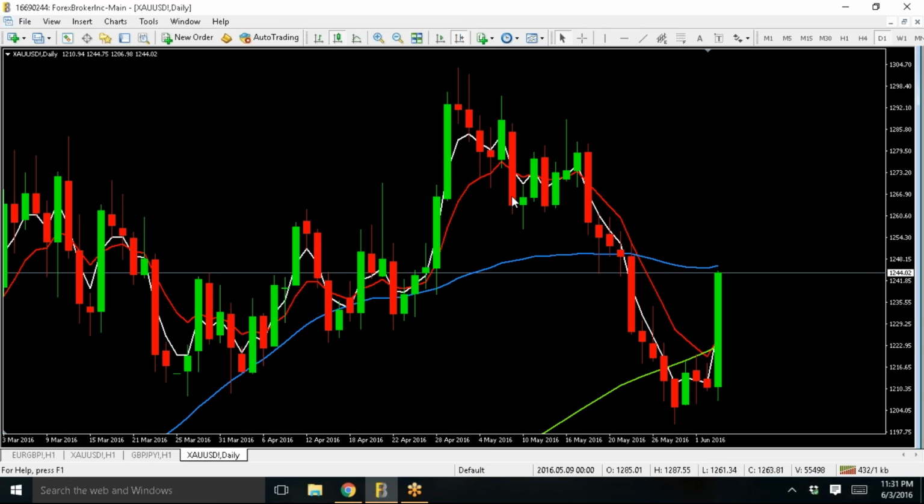This candle right here shows you that the bears have control because we closed beneath the 8. If you were long and holding your position, a close below the 8 like that, you're out. You just scratch it or you take your profits, you're done. That clearly shows that the bears have gained control of the market.